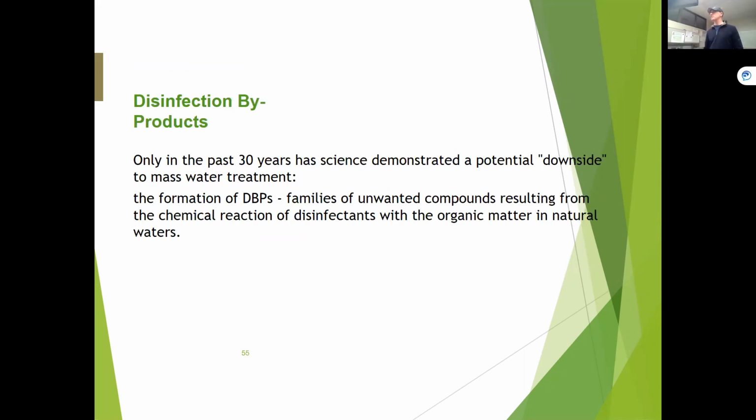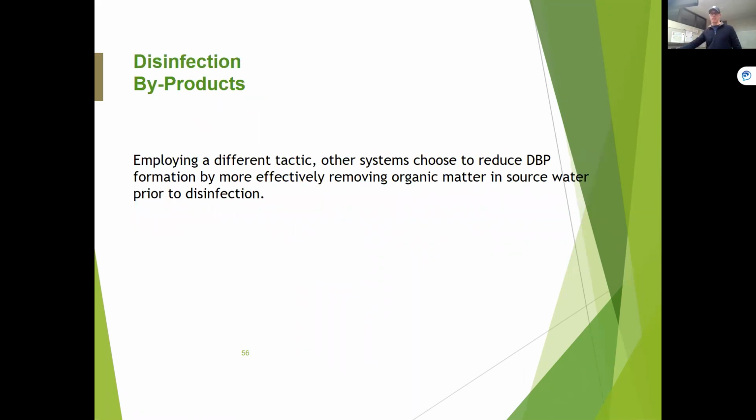Again, it's only been in the last 30 years. There's a downside to water treatment: disinfection byproducts. That happens. And we'll talk a little bit about a few other little things that are coming up. But again, these are unwanted compounds, and it gets worse when you add chlorine. You need to employ some other tactic to reduce disinfection byproduct formation.